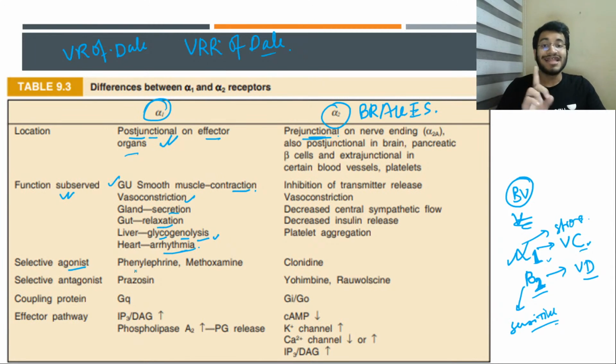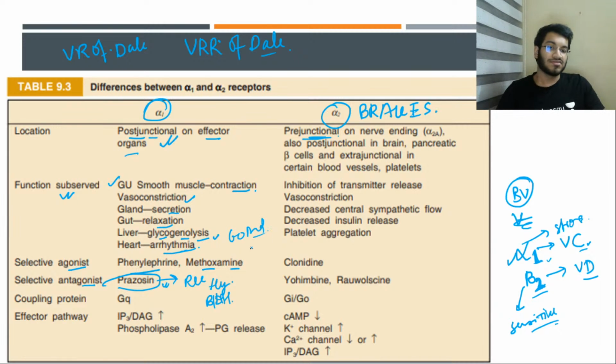And selective agonists are phenylephrine and methoxamine. We are talking about agonists. And selective antagonist is prazosin. Prazosin is a really effective drug if you want to give it for hypertension and benign prostatic hypertrophy. If a 60-year-old male patient is having both, hypertension with BPH, then you will prescribe this drug, prazosin, right? And the coupling protein, it acts through Gq. And the effector pathway, how does it act? Through increasing the IP3-DAG and increasing phospholipase A2 and PG release, right?